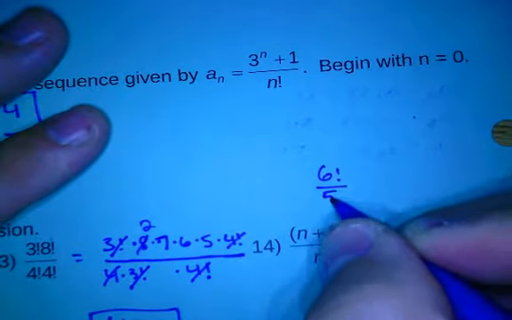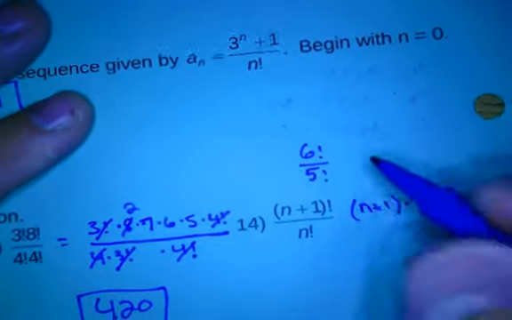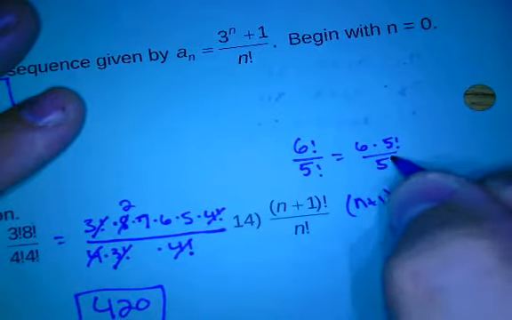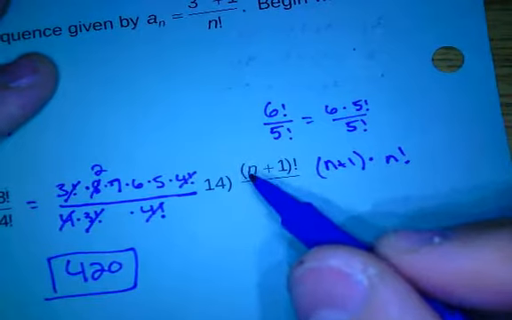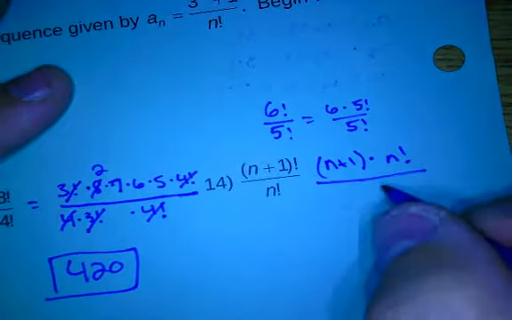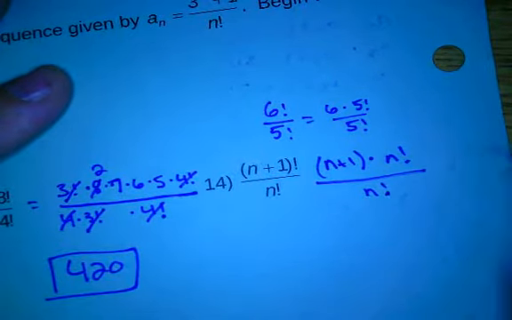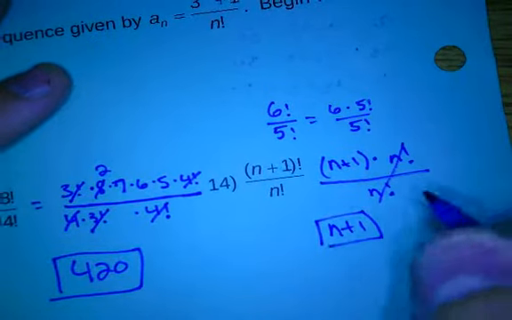Here we go. If I have a very similar problem, it's bigger by 1 on top than the bottom. This is equal to 6 times 5 factorial over 5 factorial. You agree? And then you would just cancel that out. Same thing here, but I have letters instead. So I'm going to have n plus 1 times n factorial all over n factorial, so it cancels out, and you're left with n plus 1.